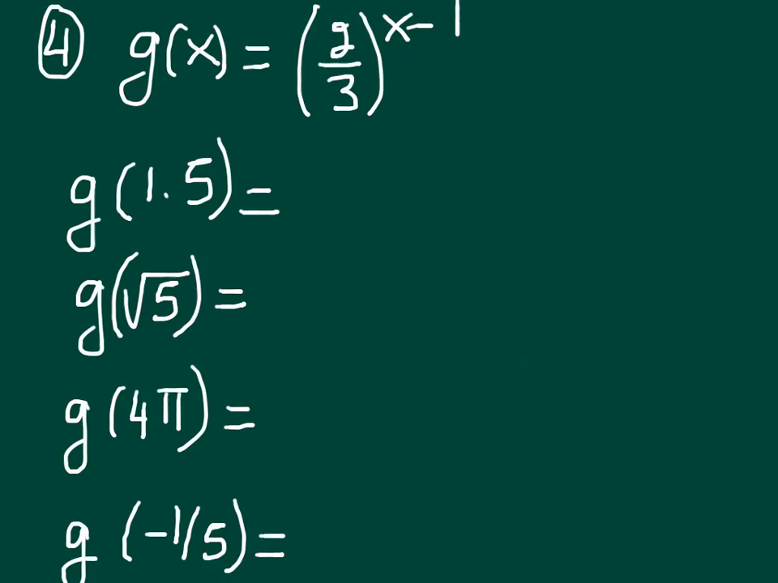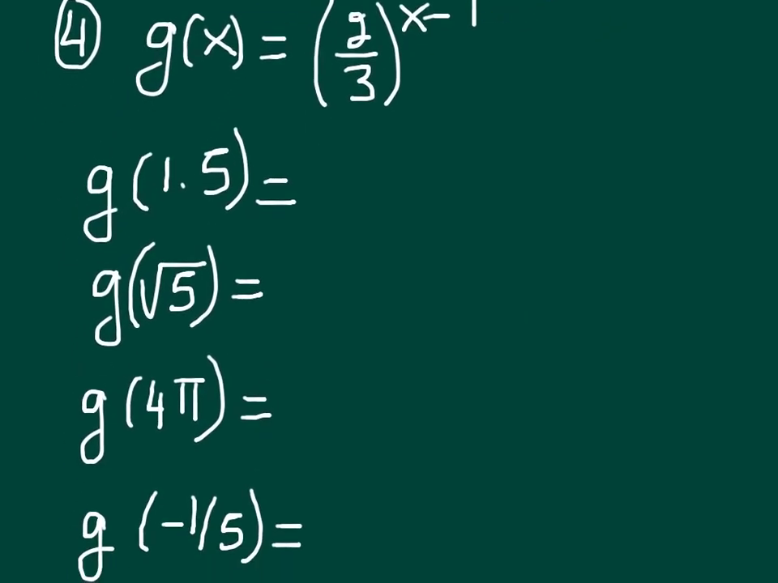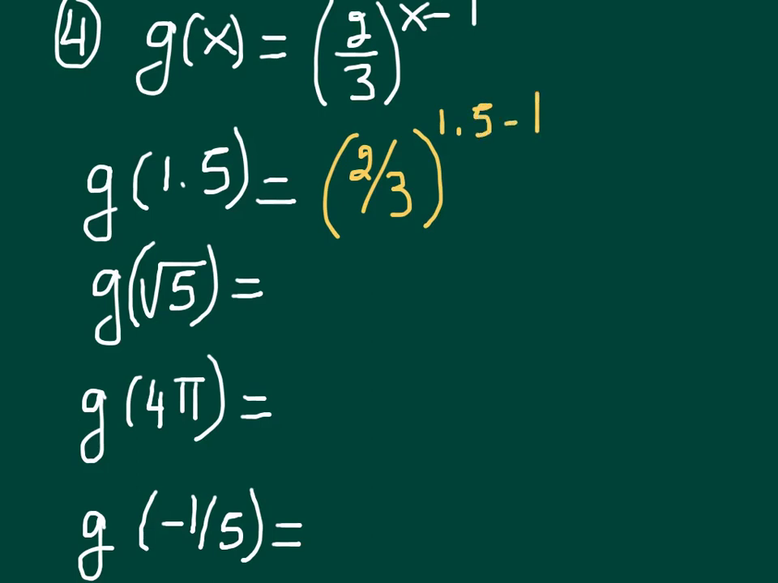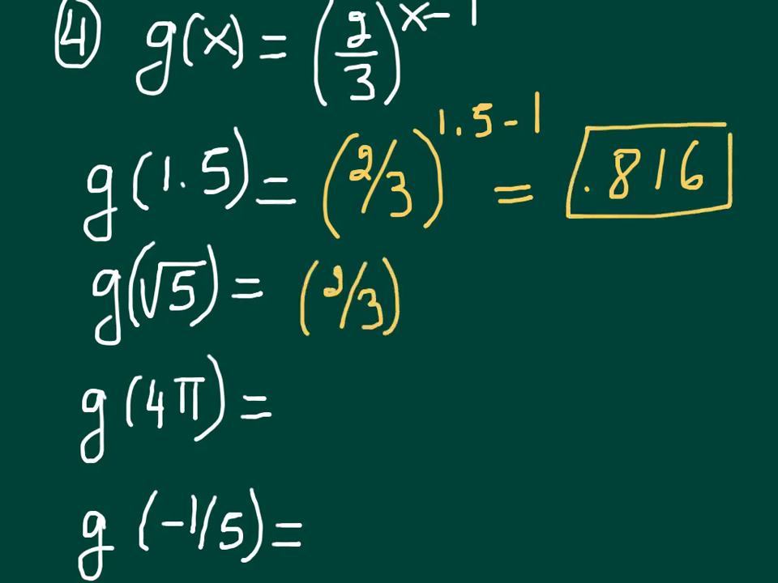Okay, number 4. I want you to be very careful how you use the calculator here so you don't make a careless mistake. It's pretty easy. It's 2/3 raised to the 1.5 minus 1. And I did calculate it earlier, and rounded to 4 decimal places it is 0.816. This one is 2/3 raised to the square root of 5 minus 1, and I got 0.6058.